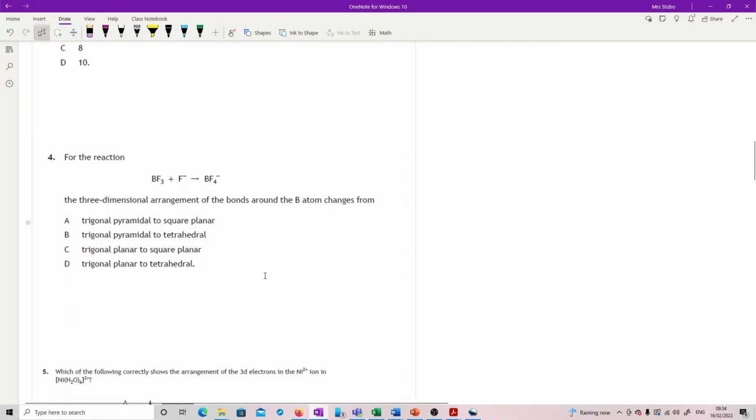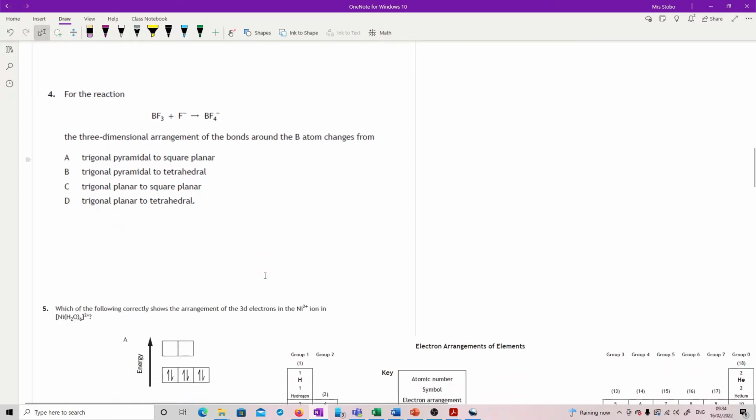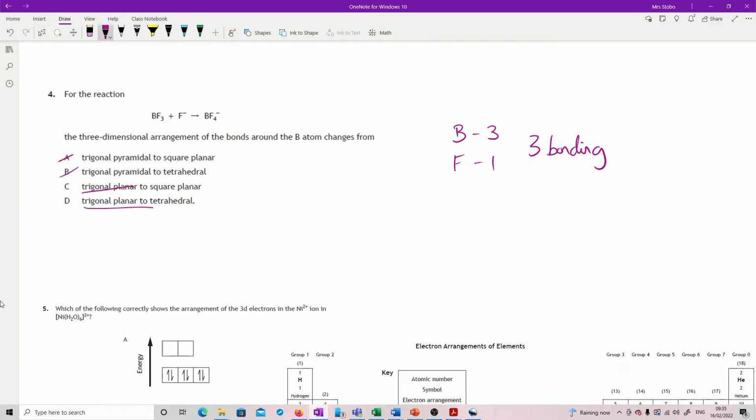Okay, question 4. For the reaction, and we've got a three-dimensional arrangement of bonds around the boron atom, changes from what to what? So we've got BF3. So BF3 is boron, which has 3 outer electrons, and fluorine, which is bringing 1 valency electron to the party for each one. So that gives me basically 3 bonded pairs. That is trigonal planar. Okay, so get rid of A and B here, because I'm just looking at these two now.